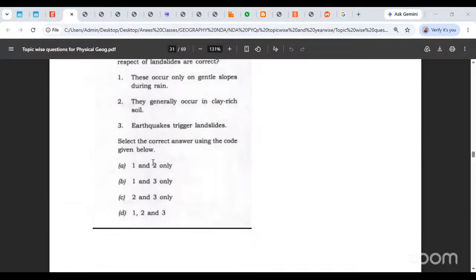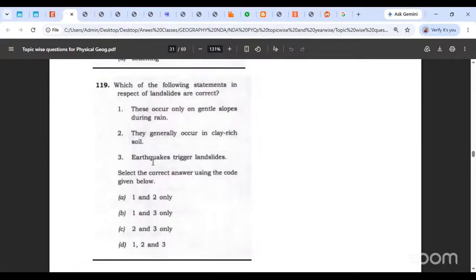ये वाला question 119. हाँ जी, आप ही खड़े हो जाइए। पीच कलर्ड शर्ट, क्या बोलेंगे आपको?